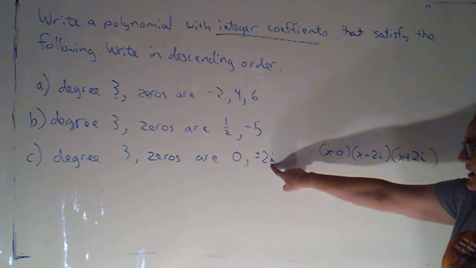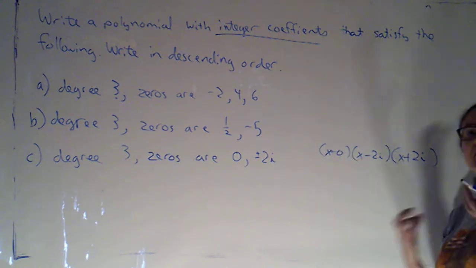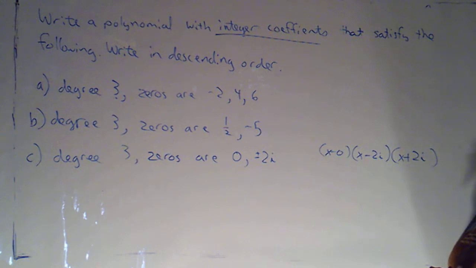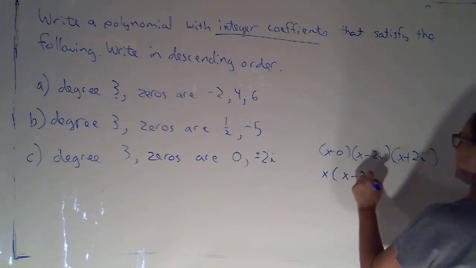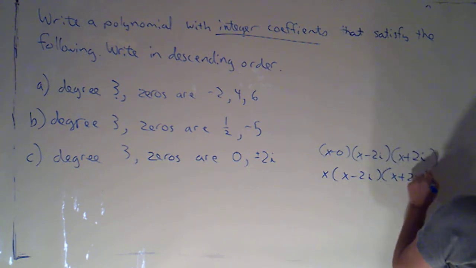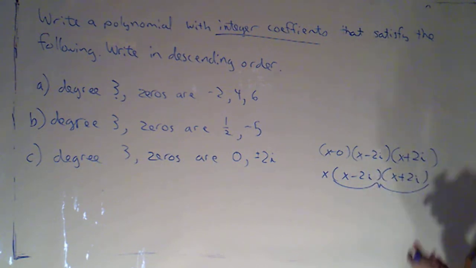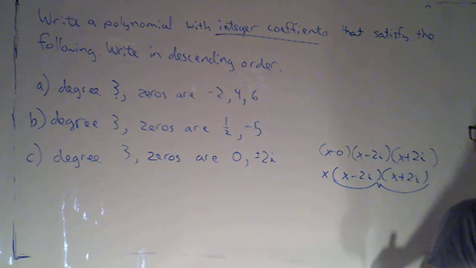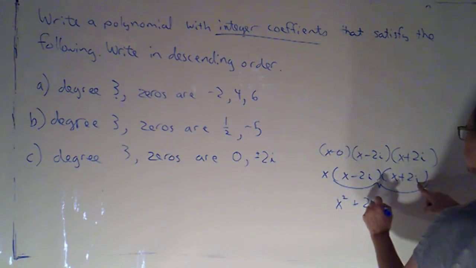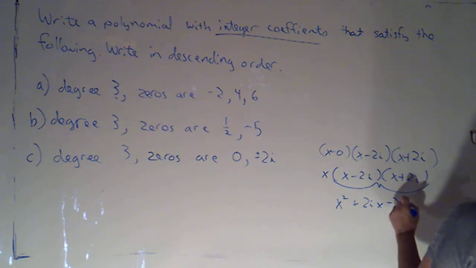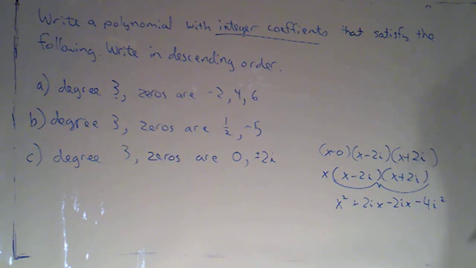Now, you'll notice I gave you some complex numbers here. These happen to be purely imaginary, but they came in conjugate pairs because they had the opposite imaginary part. When that's the case, so I've got x times x minus 2i times x plus 2i, I'm going to choose to start with those two and multiply those out, just because something nice is going to happen when I FOIL that. I'm going to get x squared plus 2ix minus 2ix minus 4i squared.